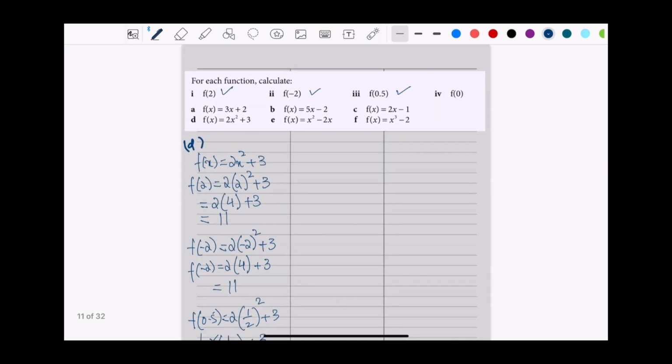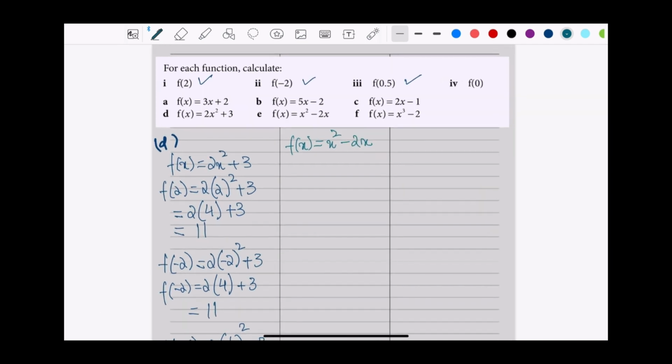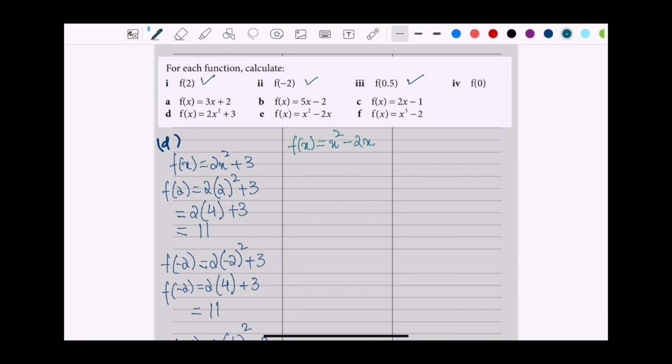Now let's look at another question here. f of x equals x squared minus 2x. Now let's write f of negative 2 here. And I can say that this is (-2) squared. Instead of x, I replace it with negative 2, minus 2 times negative 2. Now (-2) squared is positive 4. And this is minus minus, which makes it positive. 2 times 2 is 4, which gives you 8.